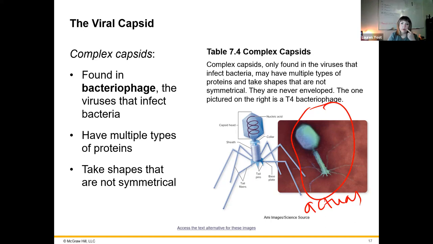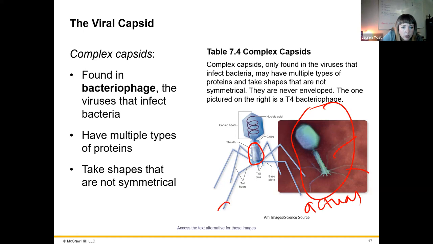Bacteriophages, man, look at it. It's nuts. That's what it looks like. Is that even real? How does that happen? Anyways, these guys are super complicated. They've got all these little parts. They've got this sheath part here. It looks like it would be like a spring or something. That's because it is.